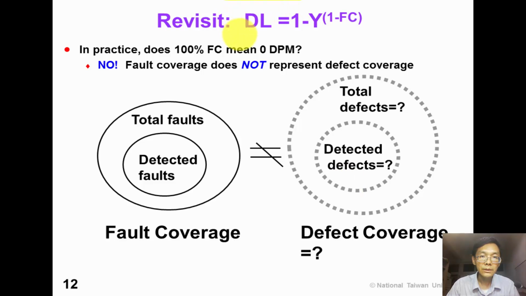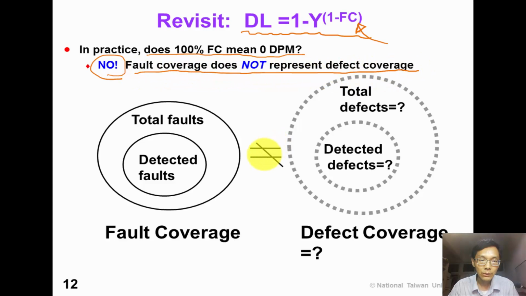Now let's revisit this equation. In our introduction, we said that defect level is equal to 1 minus yield to the power of 1 minus FC. So in practice, does 100% fault coverage equal 0 DPM? If we plug in this equation, it seems that defect level would be 0 if fault coverage is 100. But in practice, the answer is no. 100% fault coverage cannot guarantee 0 DPM because fault coverage does not represent defect coverage.